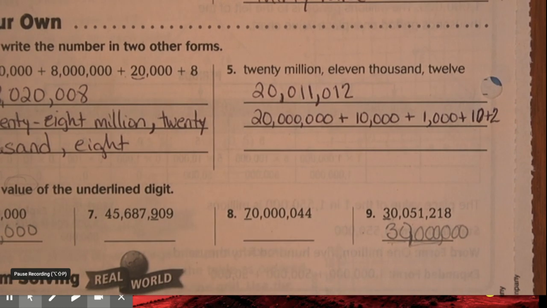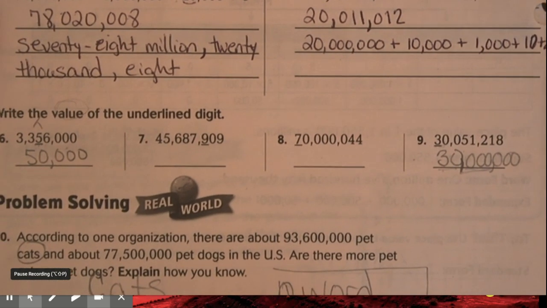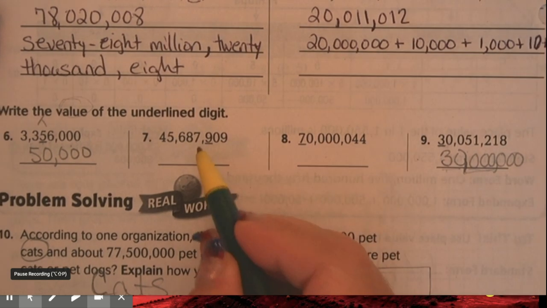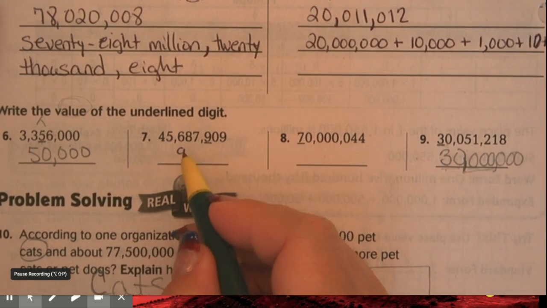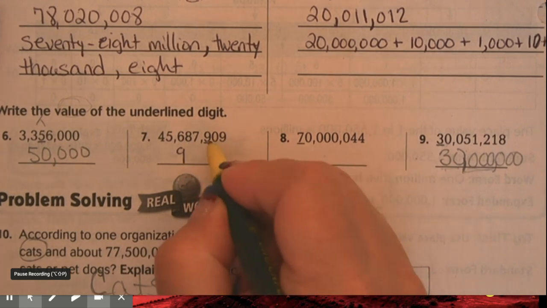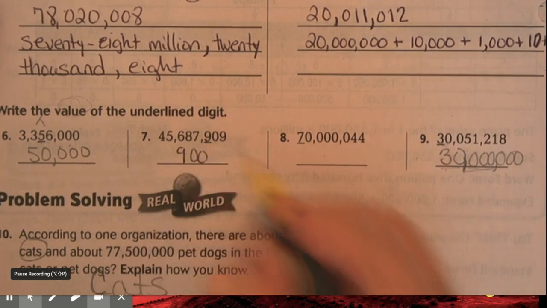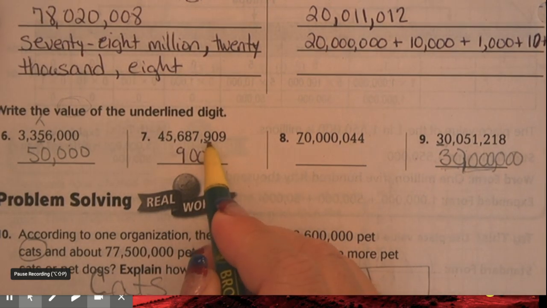And then down here, you had to find the value of the underlined digit. Well, it's a 9. So you know it's a 9, but what is it worth? Ones, tens, hundreds. Well, this is 100. So you just count it and you write it. That's a 900. This 9 is worth 900.